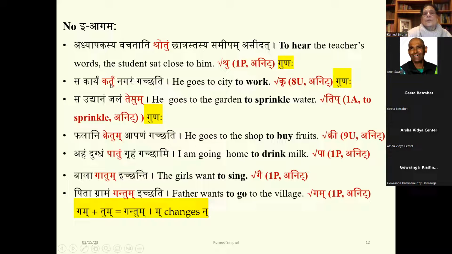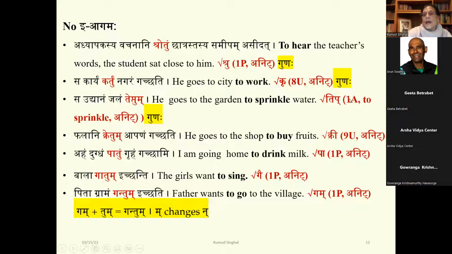Sahakaryam karutum nagaram gachati. He goes to the city to work. The root is kra, to do. It is an anit dhatu, but kra will take the guna. That's why you have karutum. He goes to the city to work.